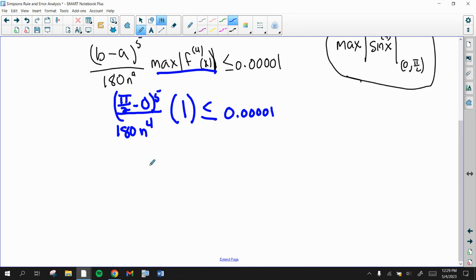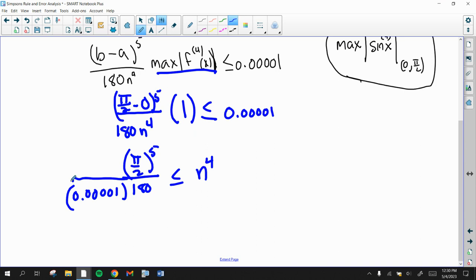So I'm going to multiply the n to the fourth over here and divide the 0.00001 over here. I think I got all those zeros in. So all I have to do is calculate that, and that will get me the answer.